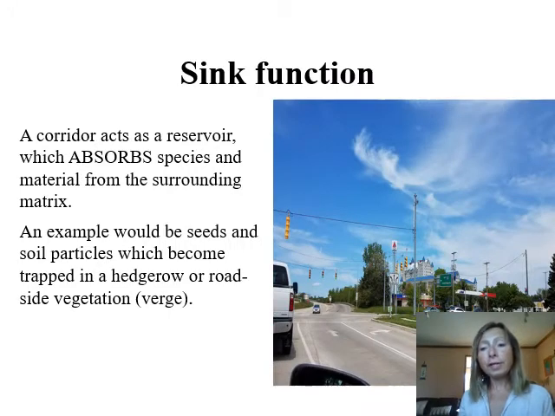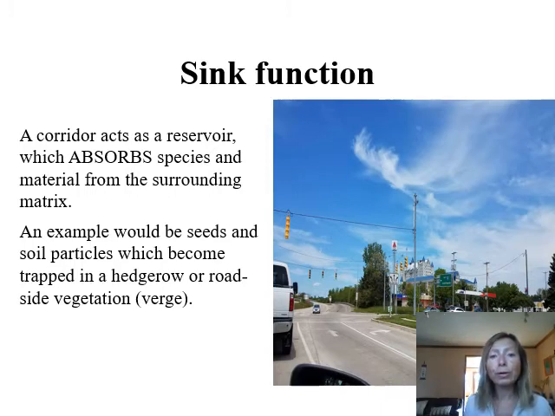And finally, the sink function is exactly the opposite to the function of a source within the landscape. A corridor can act as a reservoir, that is a sink. It absorbs species or material or pollen or seeds from the surrounding matrix. An example of a sink function of the corridor could be seeds or soil particles that become trapped in a hedgerow or in the roadside vegetation.